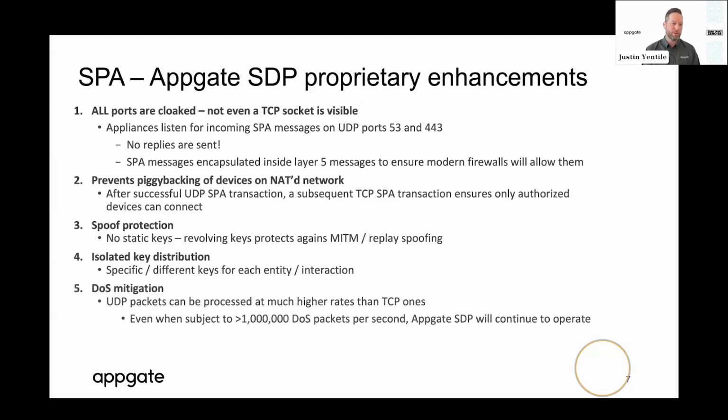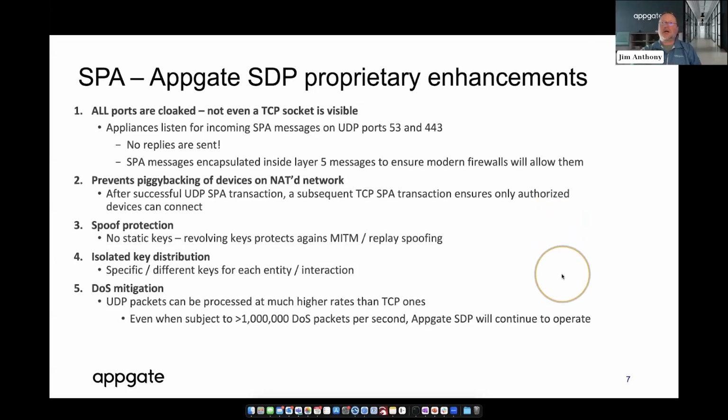And then finally, we also employ some DOS mitigation here by sheer nature of using UDP, as well as some of the way that our appliances are created here, where UDP packets obviously can be processed at much higher rates than TCP ones can. So even when you're getting a flood of DOS packets, over 1 million packets per second, AppGate SDP will continue to operate. And in the TCP world, you're subject to a degradation of performance around 2,000 packets per second or so. So it's orders of magnitude greater mitigation against DOS types of challenges there.